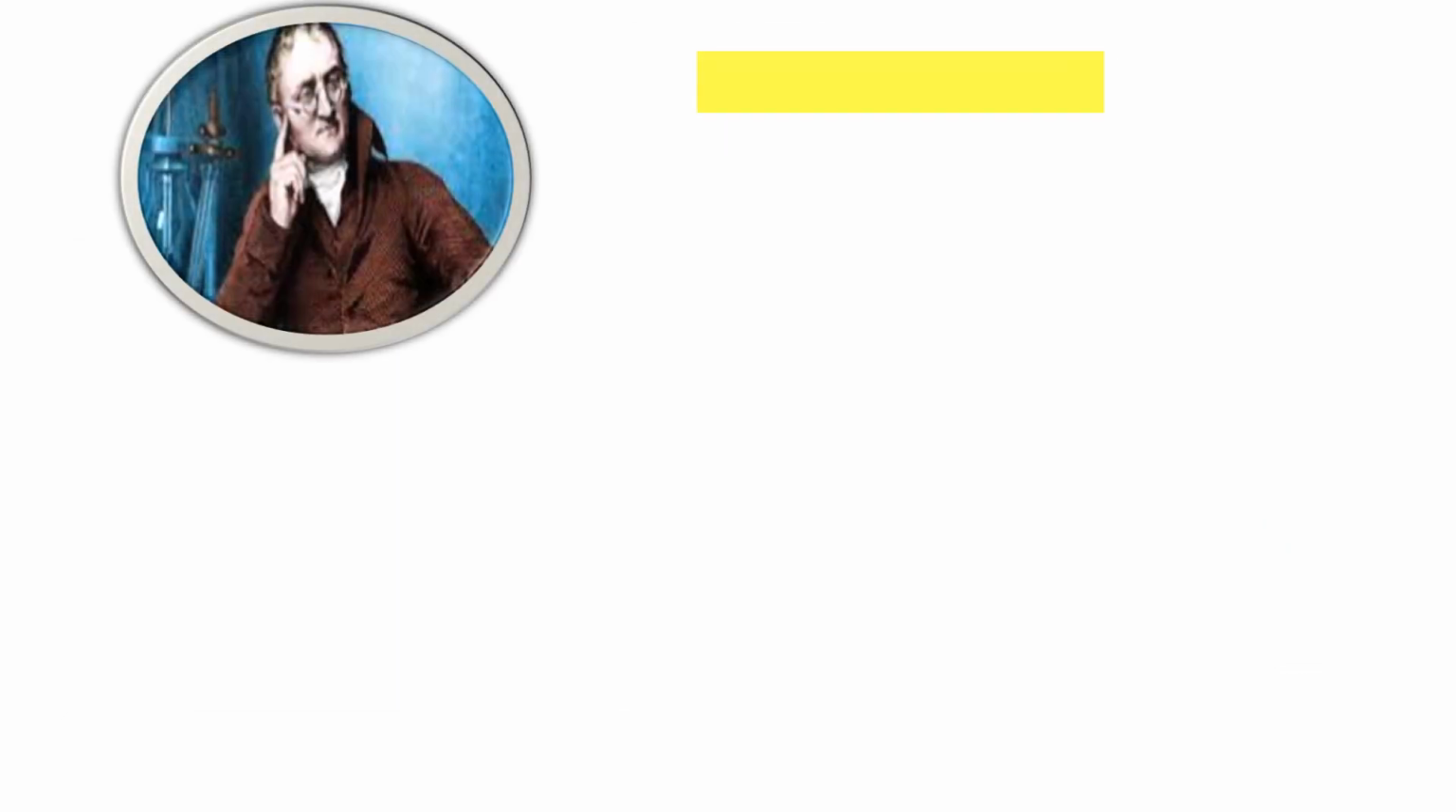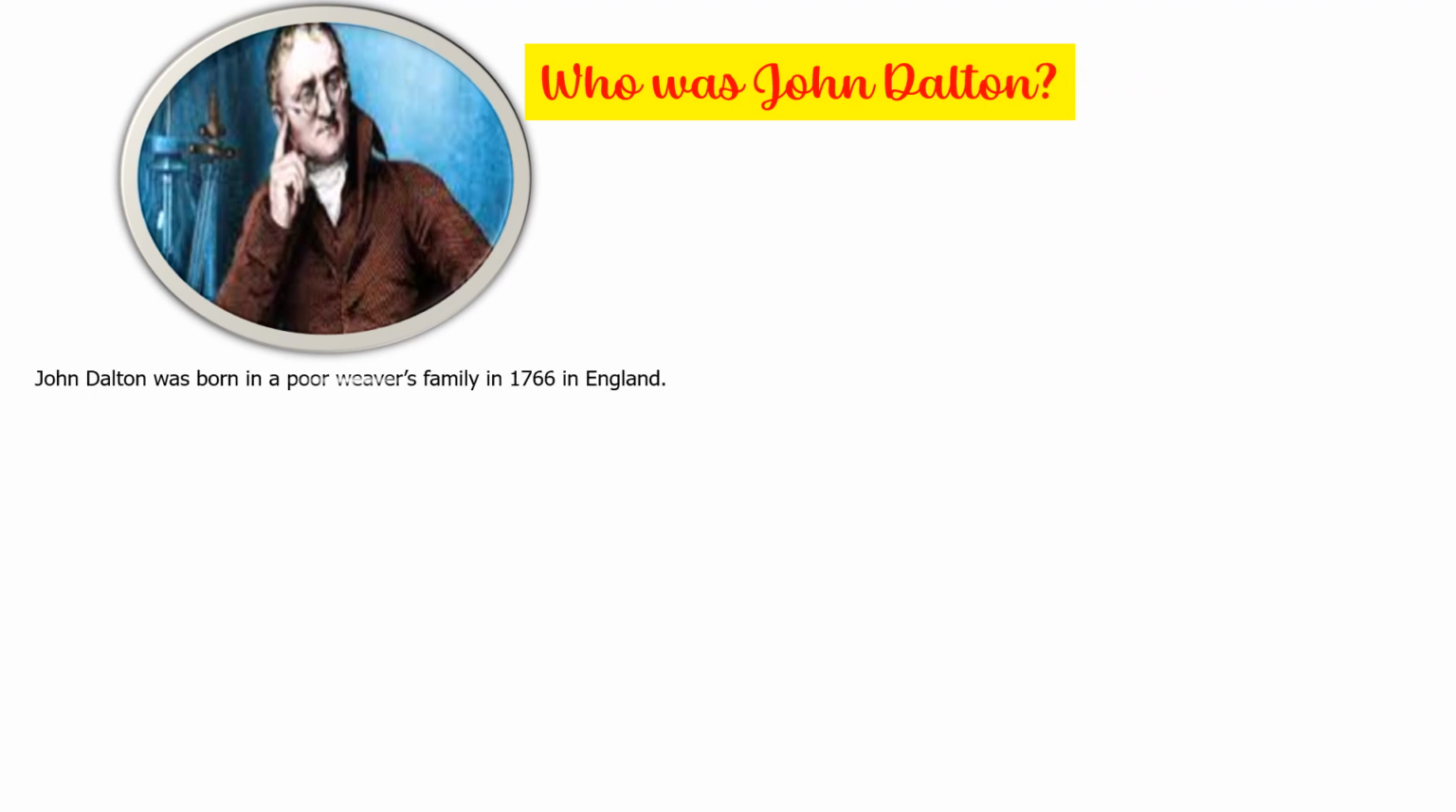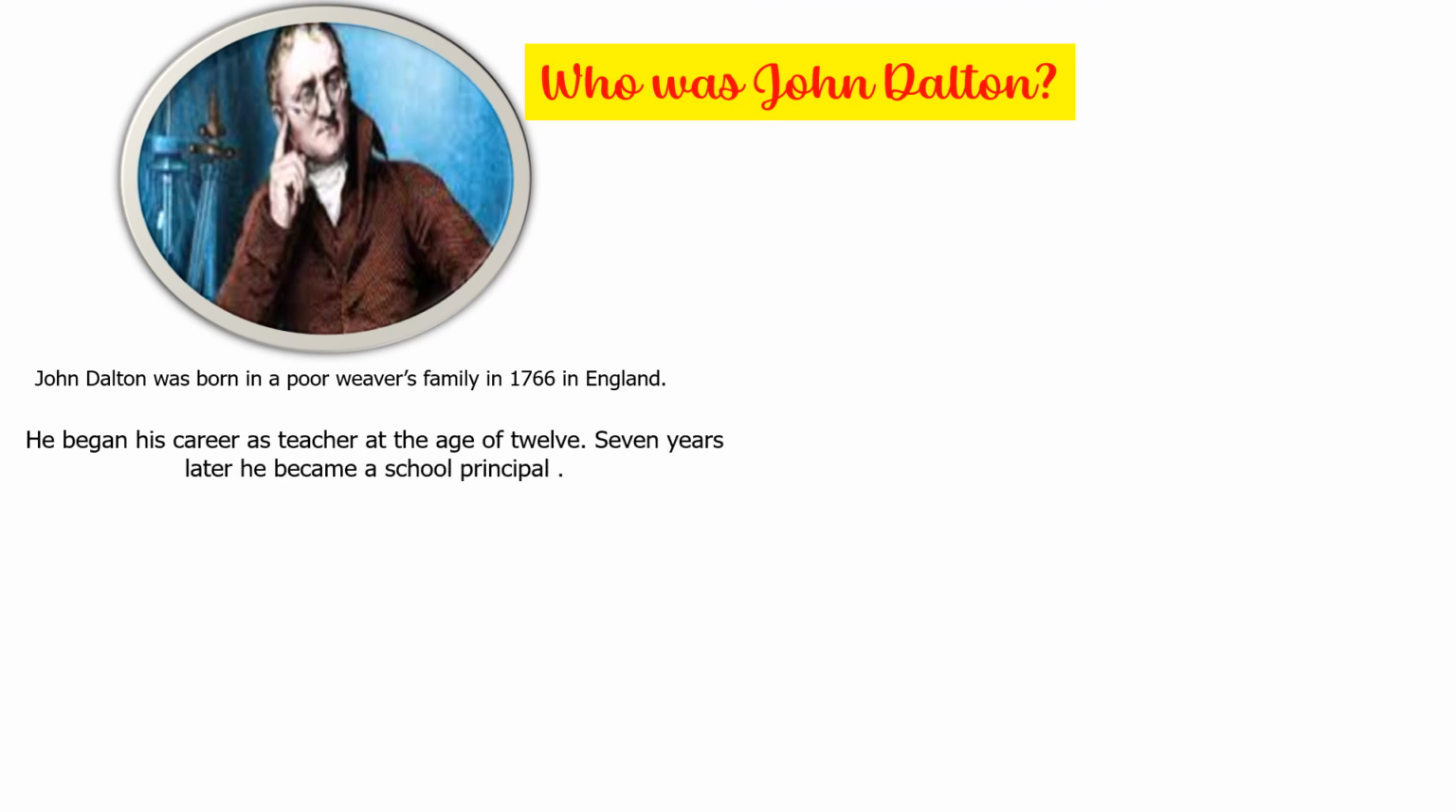Atomic theory was proposed by John Dalton. He was an English chemist, physicist and meteorologist. So let's learn more about this scientist. He was born in a poor weaver's family in 1766 in England. He began his career as a teacher at the age of 12. Seven years later, he became a school principal.